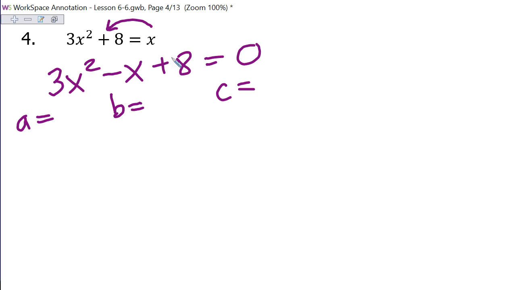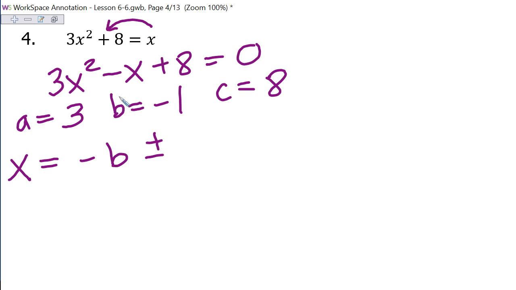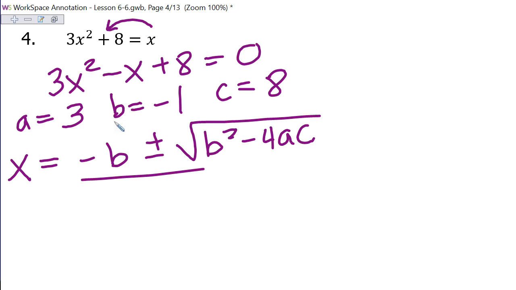What's the value for a? 3. What's the value for b? -1. What's the value for c? 8. Then copy down your quadratic formula. X equals -b plus or minus the square root of b squared minus 4ac. And in the denominator is the 2a.